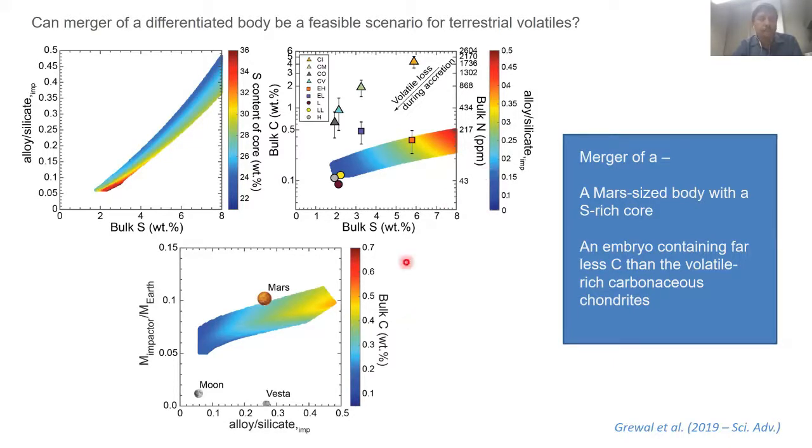So what you see is if the size of the impactor is somewhere between 5 to 10% of the size of the present day size of our planet, and if the bulk carbon budget of that impactor is somewhere between 1,000 or maybe 2,000-3,000 ppm, we can satisfy the bulk silicate Earth abundance of the major volatiles by merging a planetesimal or a planetary embryo having that size. So very similar to a Mars-sized planetary embryo that has a sulfur-rich core. If we allow that type of planet to merge in a late growth stage, we can achieve the bulk silicate Earth abundance ratio.